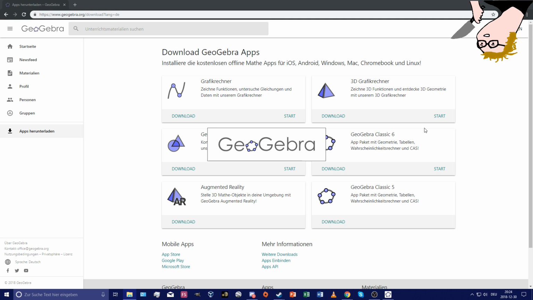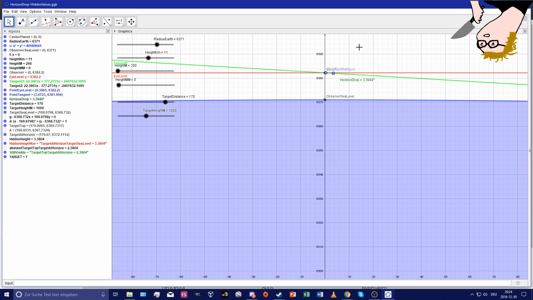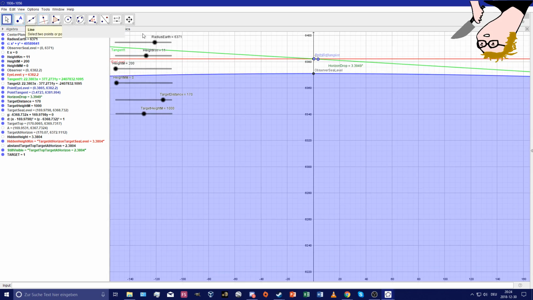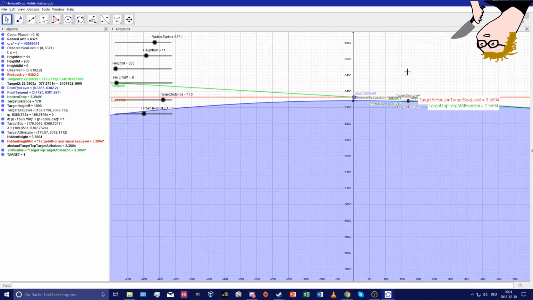So the other one that I've used so far is called Horizon Drop Hidden Values. This one is quite interesting. It's pretty much the same thing that I've showed you before. The only difference is that it's working on a globe Earth. So I'm just gonna zoom out a little bit.